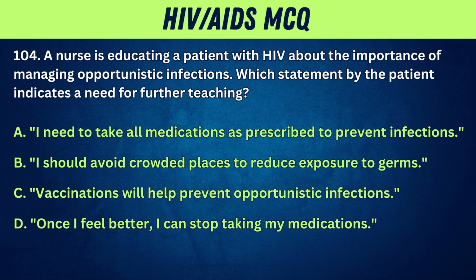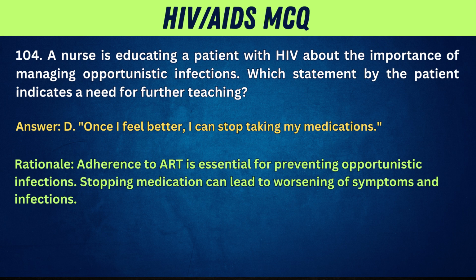104. A nurse is educating a patient with HIV about the importance of managing opportunistic infections. Which statement by the patient indicates a need for further teaching? A. I need to take all medications as prescribed to prevent infections. B. I should avoid crowded places to reduce exposure to germs. C. Vaccinations will help prevent opportunistic infections. D. Once I feel better, I can stop taking my medications. Answer: D. Once I feel better, I can stop taking my medications. Rationale: adherence to ART is essential for preventing opportunistic infections. Stopping medication can lead to worsening of symptoms and infections.